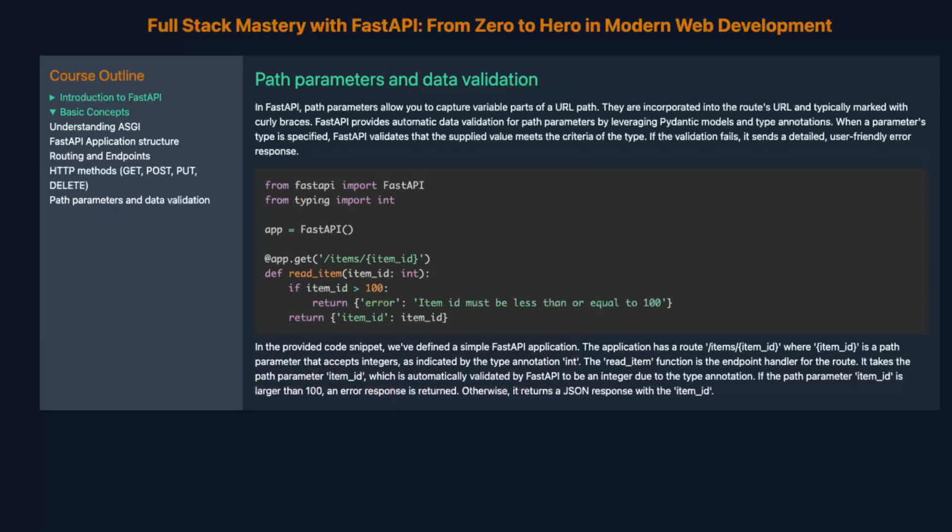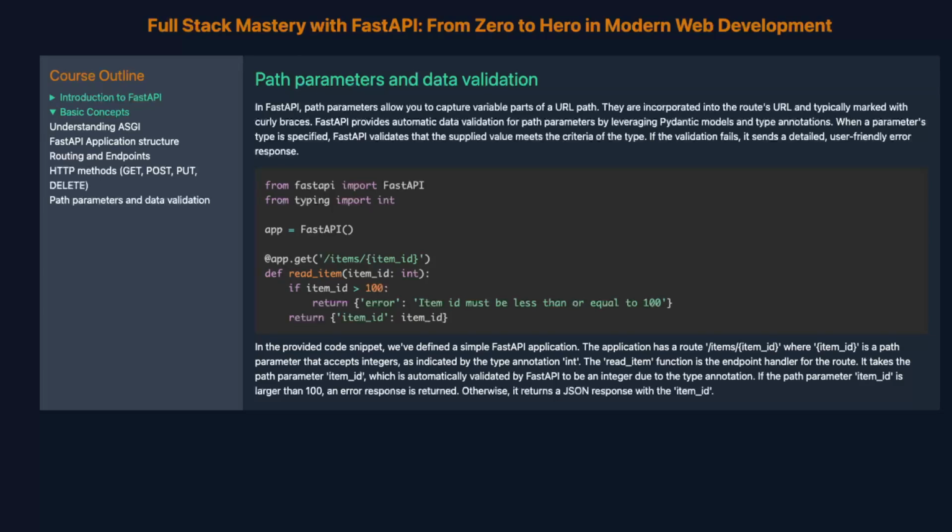Path parameters and data validation. In FastAPI, path parameters allow you to capture variable parts of a URL path. They are incorporated into the route's URL and typically marked with curly braces. FastAPI provides automatic data validation for path parameters by leveraging Pydantic models and type annotations. When a parameter's type is specified, FastAPI validates that the supplied value meets the criteria of the type. If the validation fails, it sends a detailed, user-friendly error response.